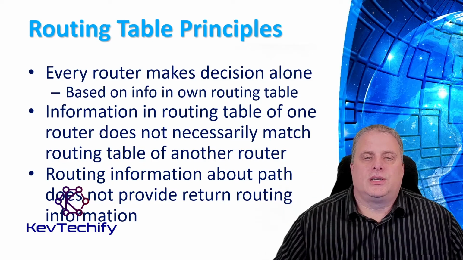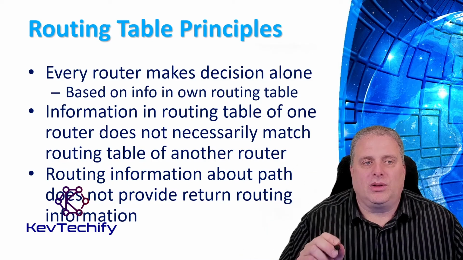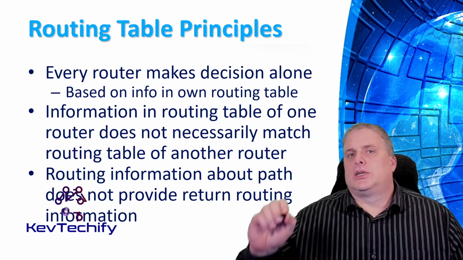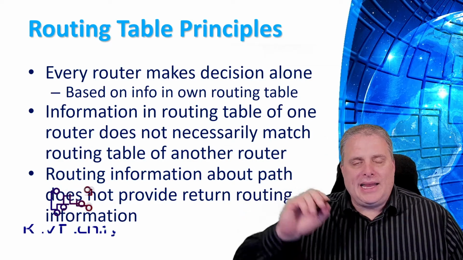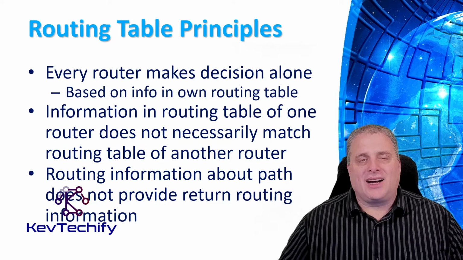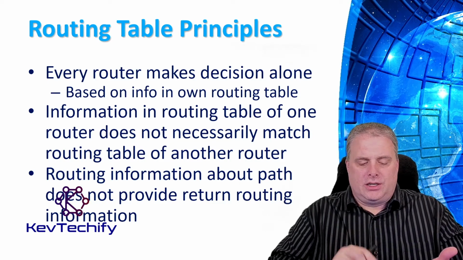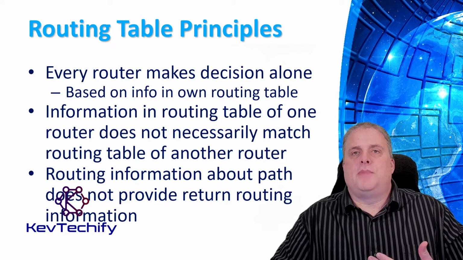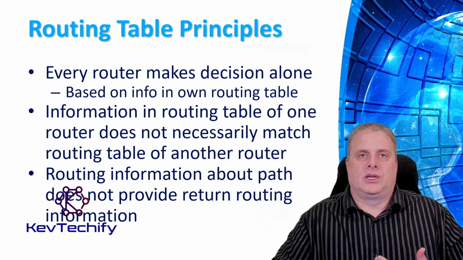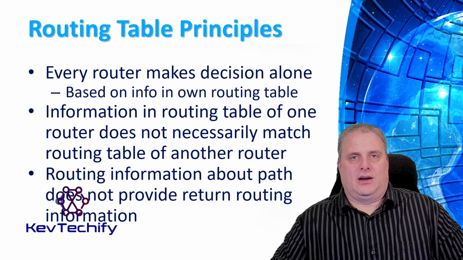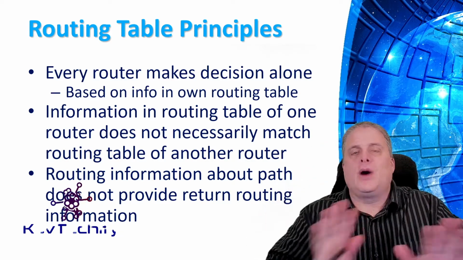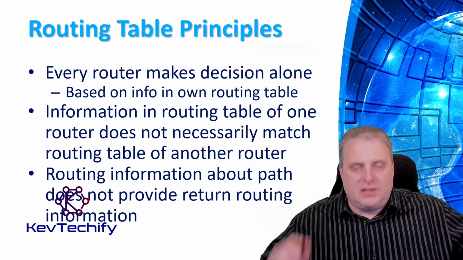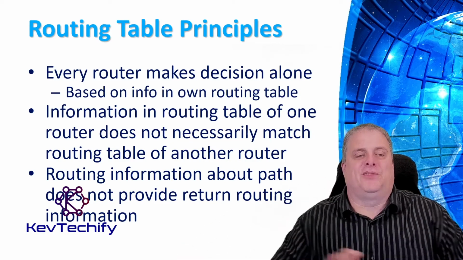The second one is that the information in the routing table on one router doesn't match the routing table on another router, because there are differences in directly connected and remote networks. There are differences in maybe the connections between those and which is the best route to get there. And so there won't be two identical routing tables if you compare them from device to device.